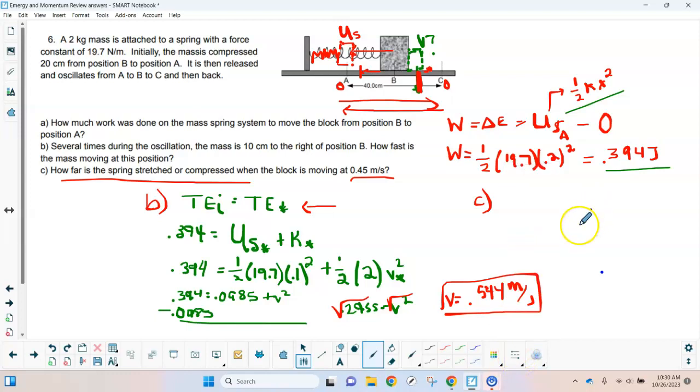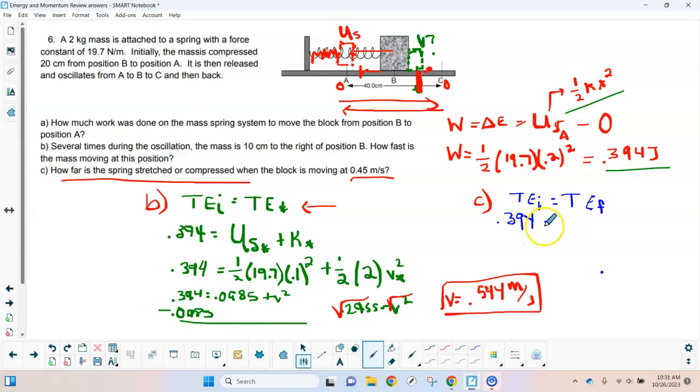Okay, so again, total energy initial, the work that we put in, that's the energy that's in the system. Again, we're assuming no friction, it doesn't talk about any friction. That's going to equal the energy that it has at this new position, which is what we're trying to find in part C. So this 0.394 is the energy that it starts with.